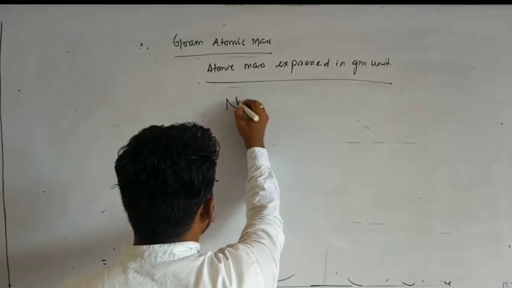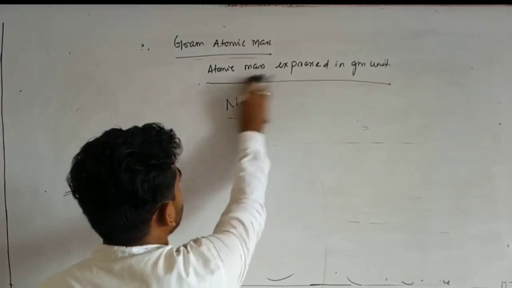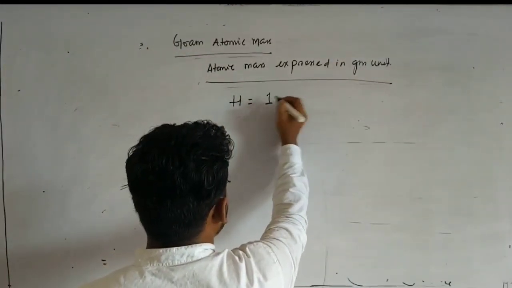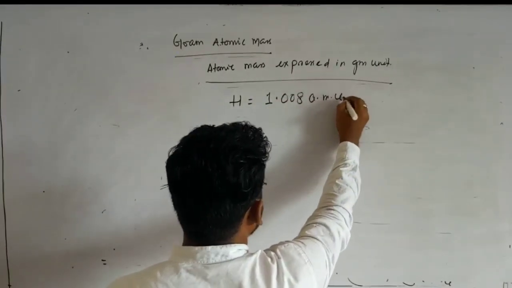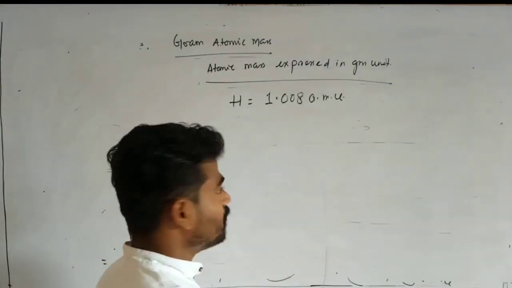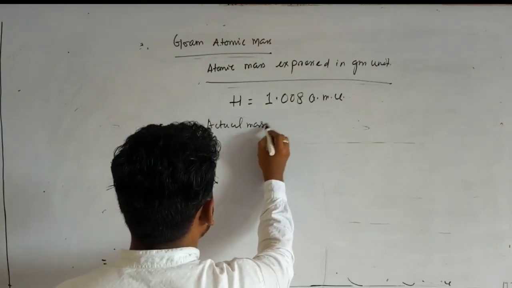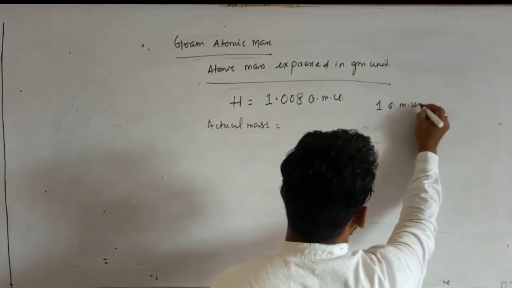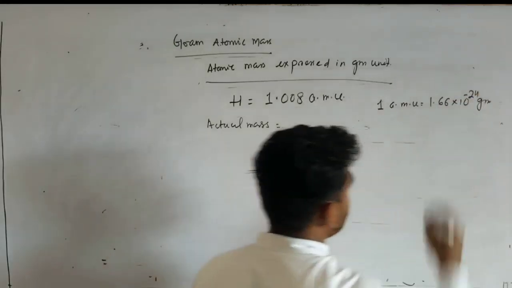Suppose I am considering sodium. Okay, or very simply I am considering hydrogen. Its relative atomic mass is 1.008 AMU. Okay, then the actual mass, exact mass. I have told you the value of 1 AMU. Remember 1 AMU is equal to 1.66 into 10 to the power minus 24 gram.